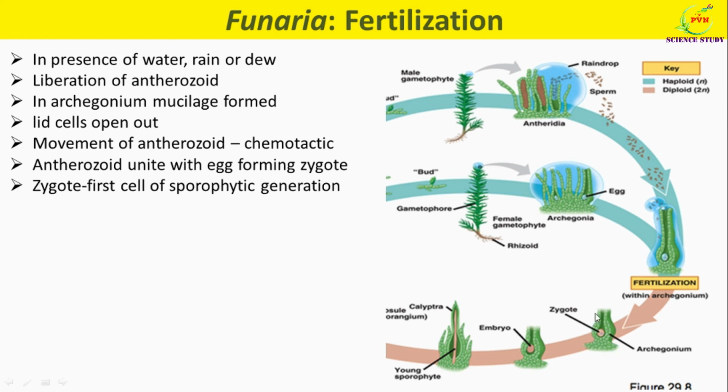The diploid zygote formed here is the first cell of the sporophytic generation. Many archegonia may get fertilized, but normally only one zygote develops into the sporophyte. The wall of the neck and venter collapses on the zygote and it is called the calyptra. So as you can see here, this is the calyptra. Later on, this young sporophyte develops into the mature sporophyte of Funaria.